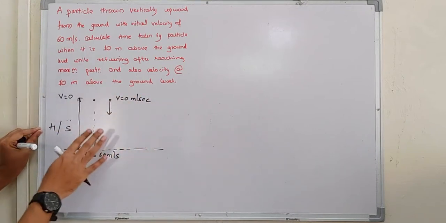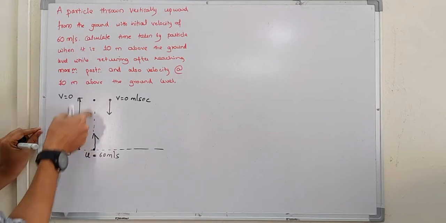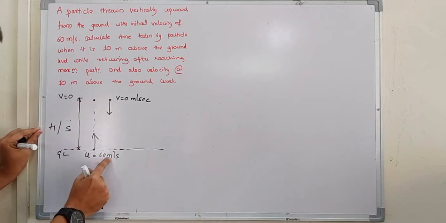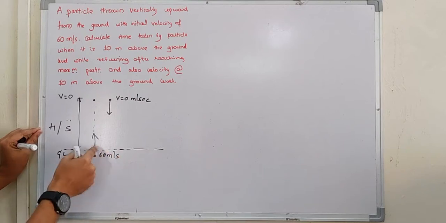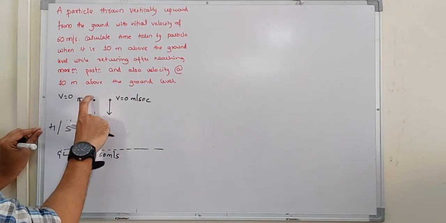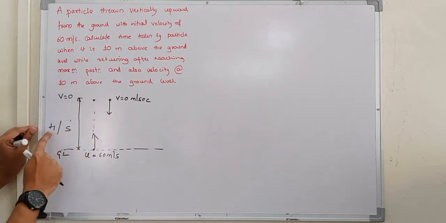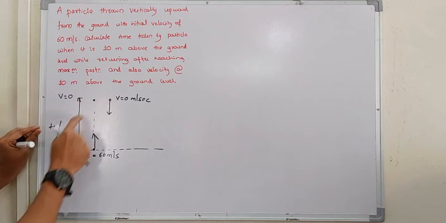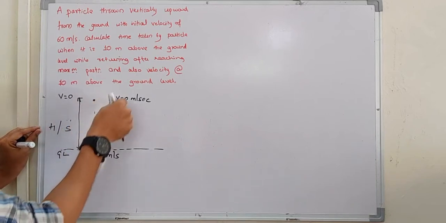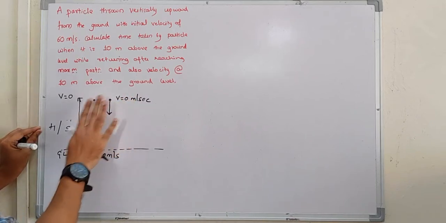Hope this part is clear now. What is happening? A particle from the ground is thrown vertically upward with an initial velocity of 60 meter per second. Once it is thrown vertically upward, it follows a rectilinear motion, reaches the maximum or peak value, which I'll call h or s. Once it reaches the peak value, it starts returning to the ground. So now this is the data given to us.